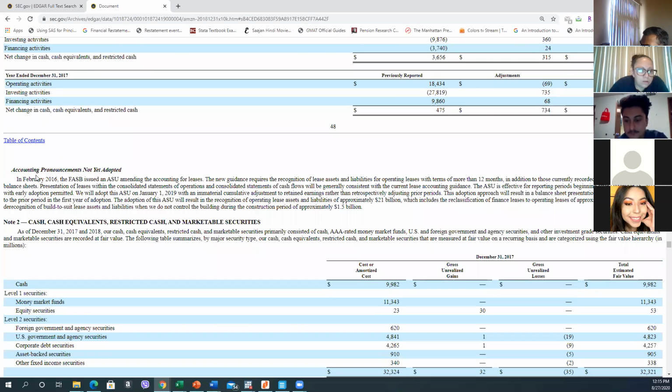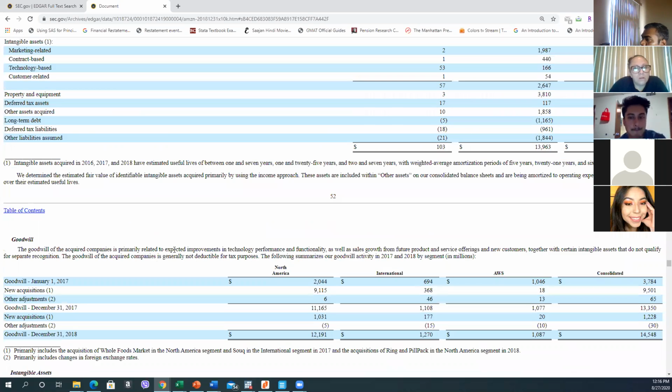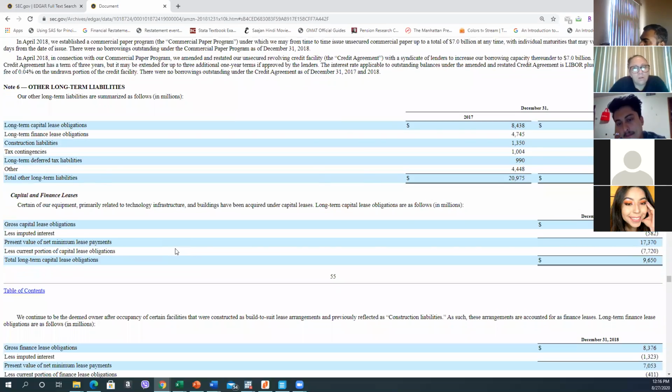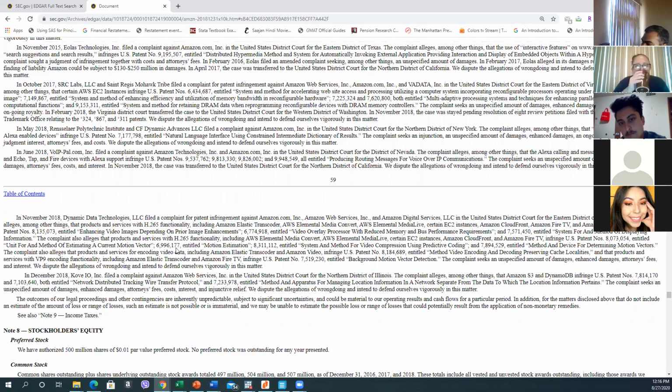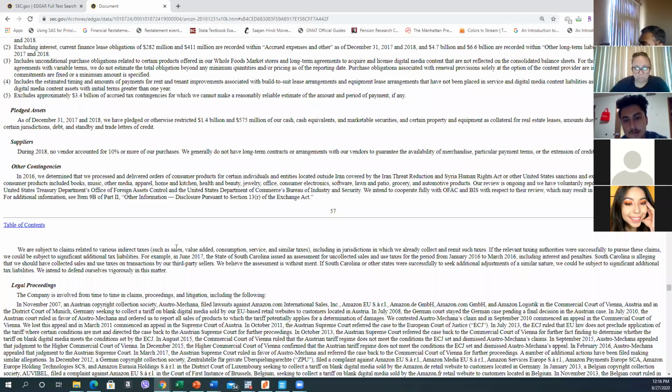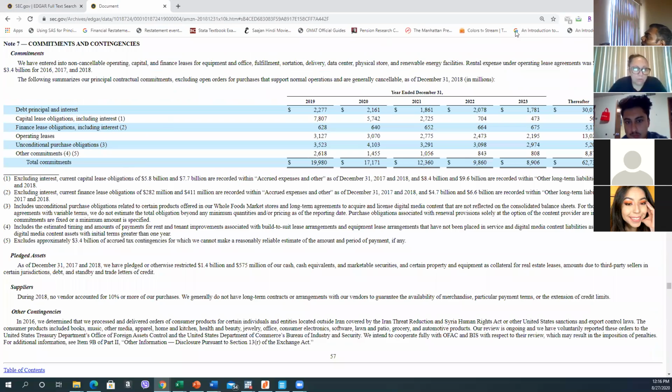And here there's accounting pronouncements not yet adopted. The FASB issued an ASU, accounting standard update, on the accounting for leases. Okay, they have not yet adopted this one. So this is how, see, many things. There are many things in the annual report of the company that is submitted with the SEC, Securities and Exchange Commission.